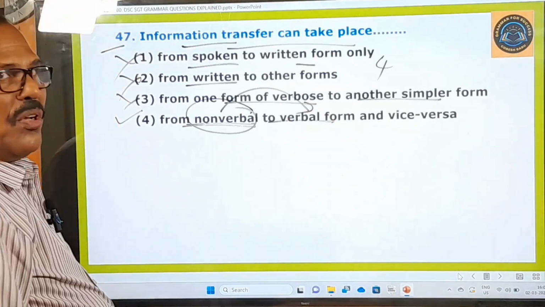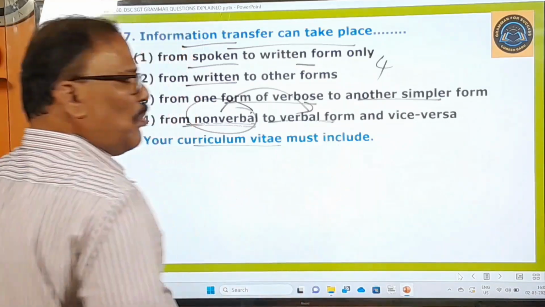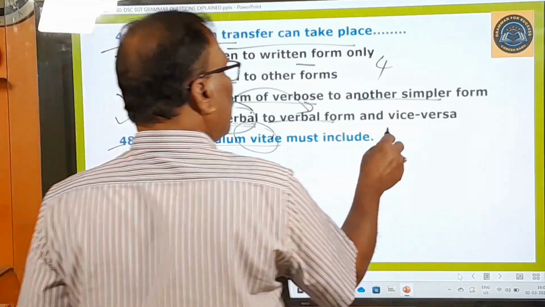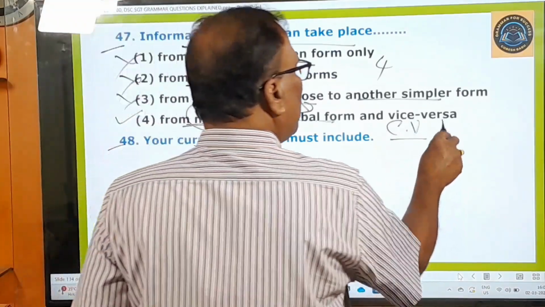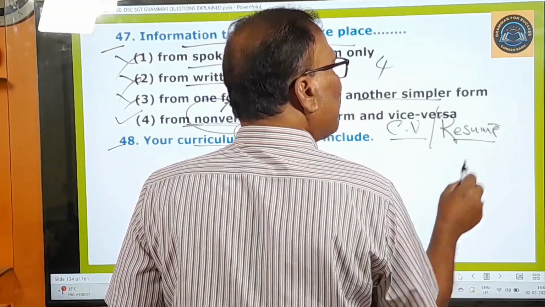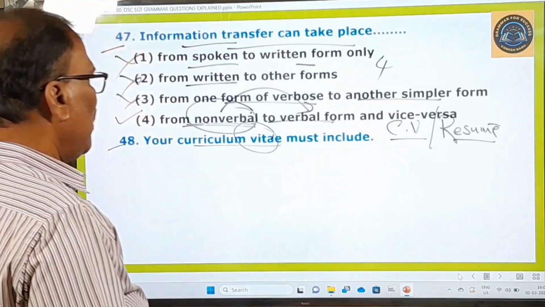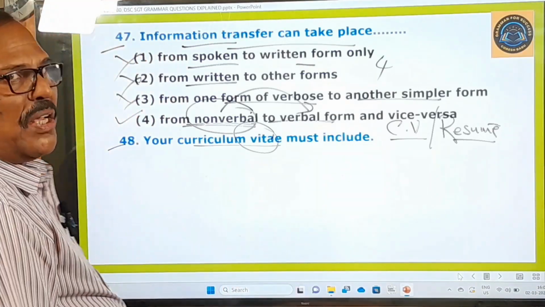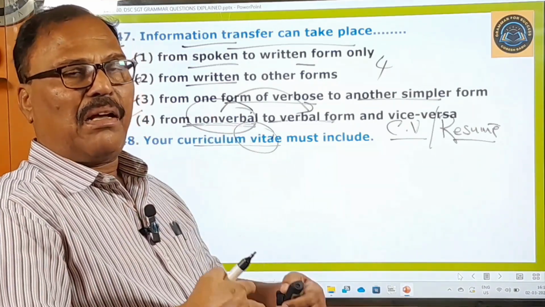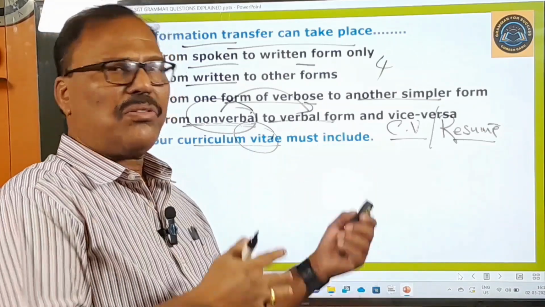And now let's move on to the next question. 48th one, your curriculum vitae must include. Okay, curriculum vitae. This is in short called CV. It's also called resume. Pronunciation is resume. Curriculum vitae. So what must be there in that curriculum vitae? Your educational qualifications, the details of the job you did in the past, your address and your personal details, all those things will be there.